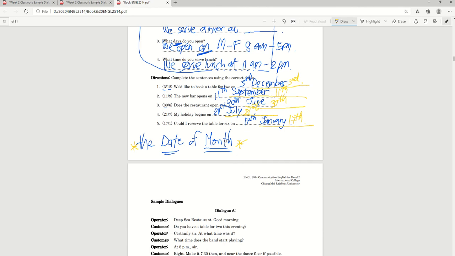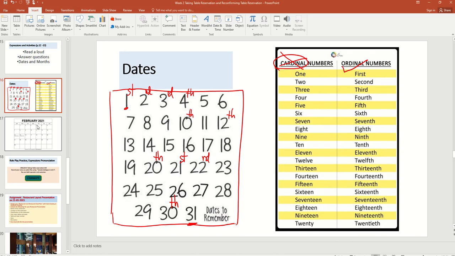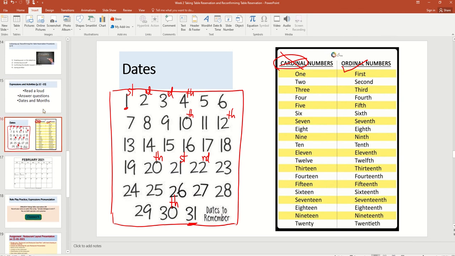Okay, so that is all for this part. I hope you will review the expressions used in the taking reservation procedure, and also some more expressions from the beginning of the lesson till page 13.